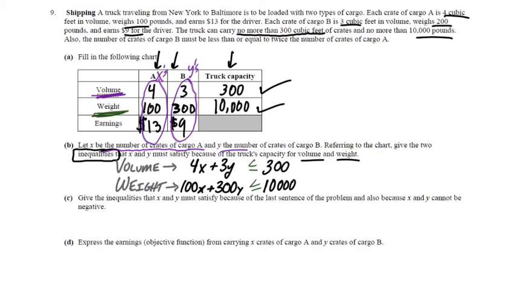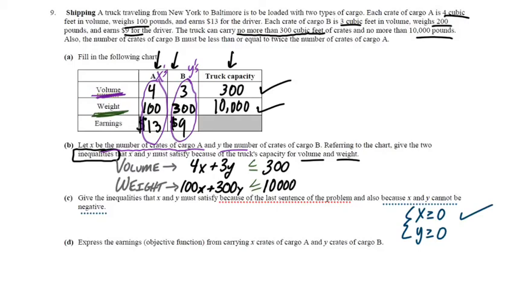Okay, and then for part C, it says, give the inequalities that X and Y must satisfy because of the last sentence of the problem, and also because X and Y cannot be negative. So let's take care of that one in blue first. We know that one already. We've already done it today. We know X and Y cannot be negative means they have to be at least 0. So let's knock those out. There we go.